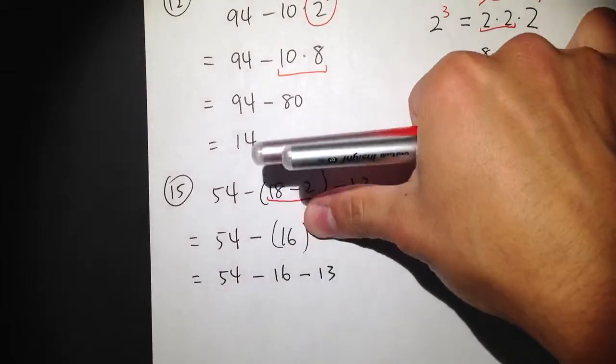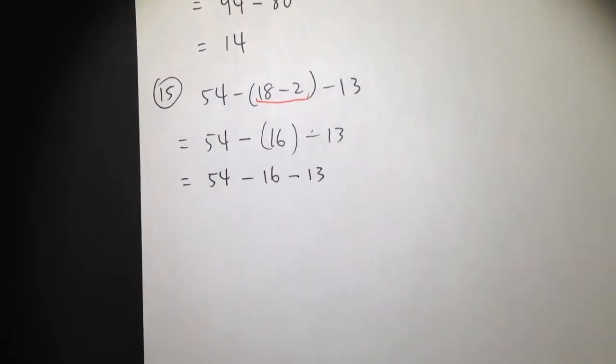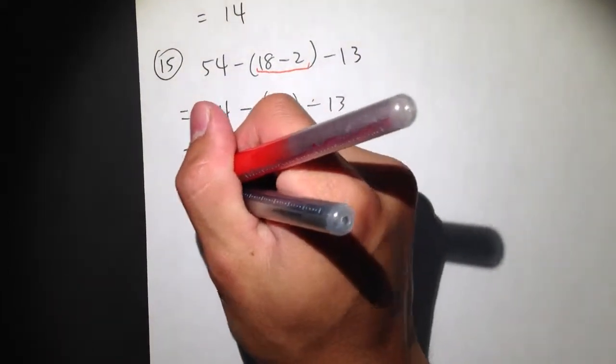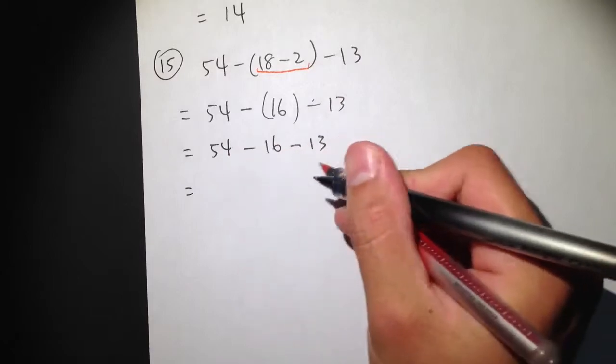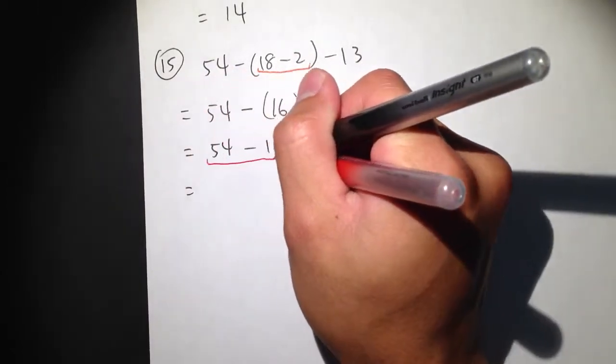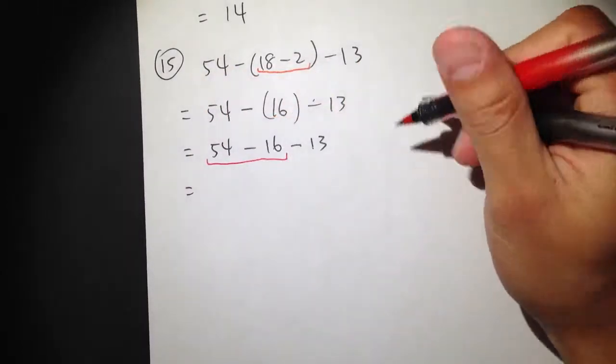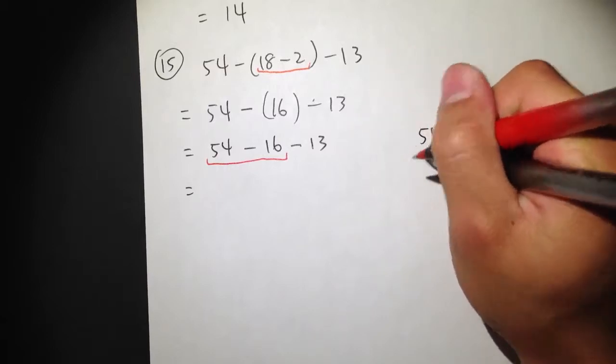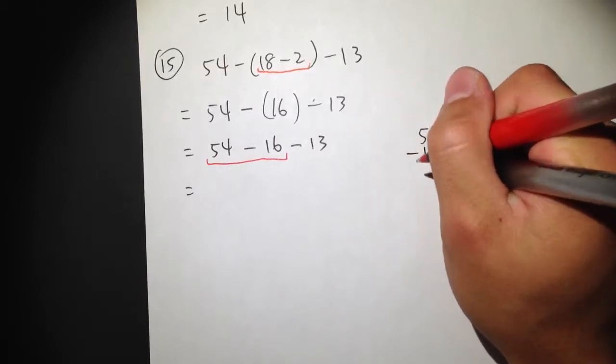The dot shouldn't be there. So yeah, this is what we have. Then, since we have all subtractions, just do it from left to right. Let's work out 54 minus 16.